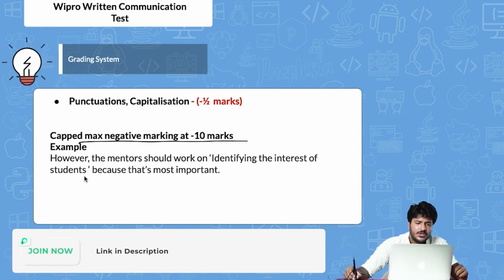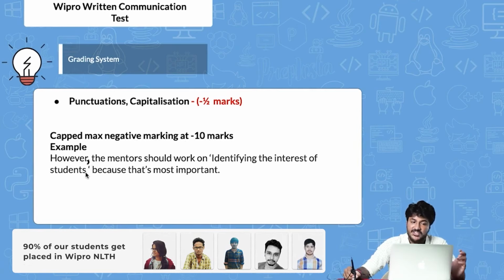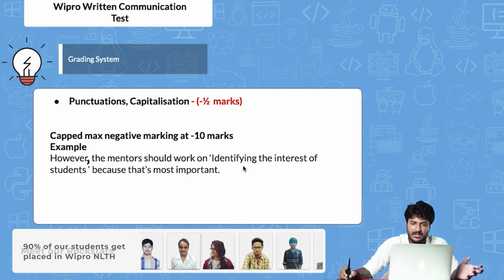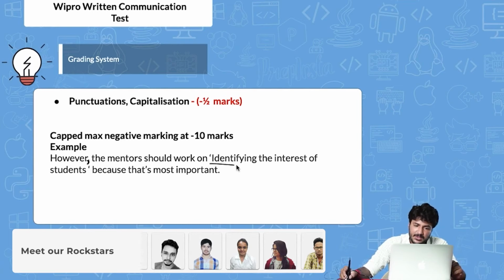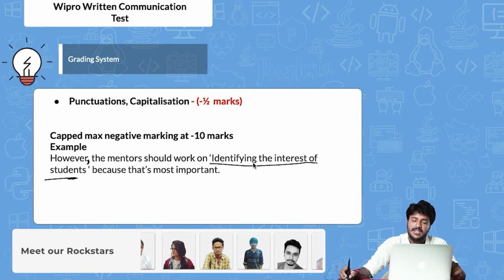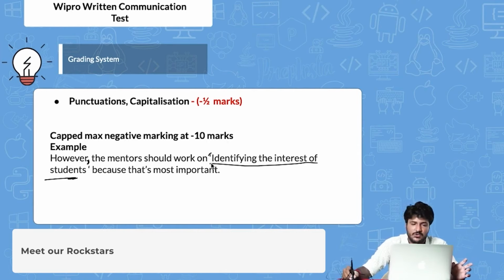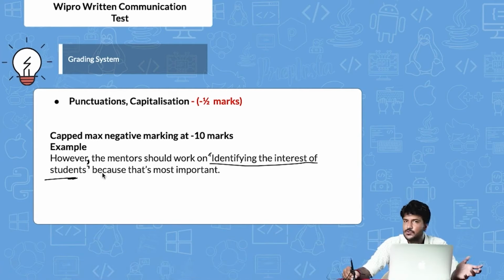So for example, in this particular sentence that I have written, after "however" there should be a comma, which the AI system is correctly able to identify. Then you are giving the example here, identifying the interest of the students, to work upon identifying the interest of the students. So the AI system is perfectly able to know, okay, there should be an apostrophe before it and after it. A lot of students forget to mention that, right?